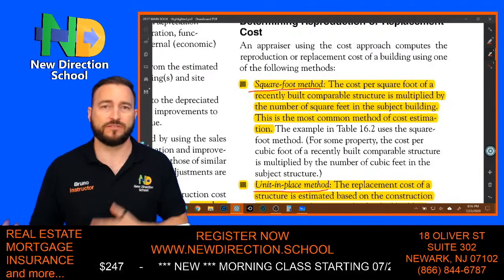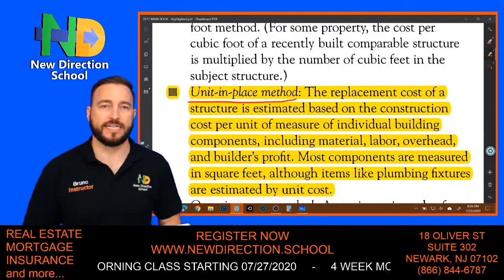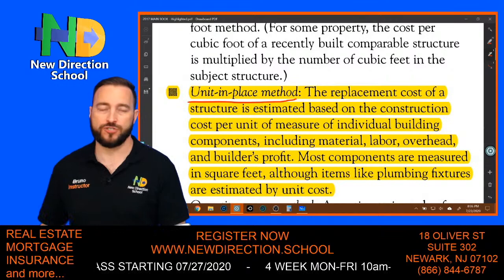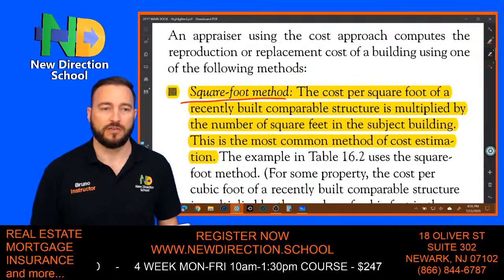What is the average cost to build something similar in the area? And boom. The unit in place method is when we start getting into the individual pieces of material. So we're going to see how much we had from sheetrock, how much from pipes, even in material, labor, overhead, all that goes into the calculation. This one is the most likely used, which is the average building.